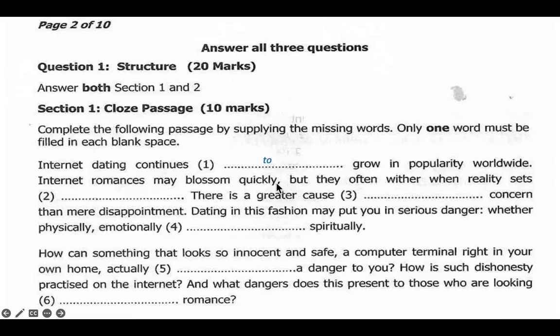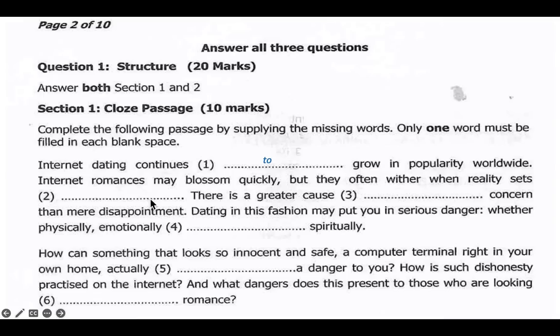Internet romances blossom quickly, but they wither when reality sets in. Now here there is something that is coming in. To wither basically is more like to dry out, or flop off, and so many others. So when the particular internet romance withers, what comes in? There is something that usually comes in. So reality is the one that comes in, or we can say sets in.